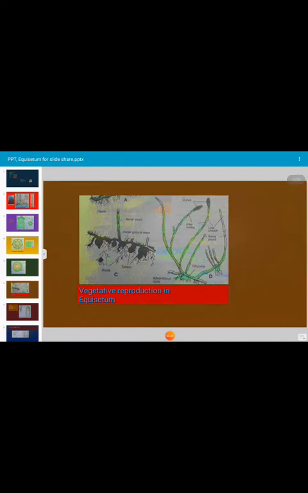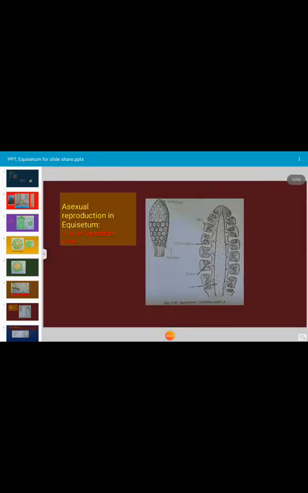Next, this is about vegetative reproduction in Equisetum. The mature Equisetum plant produces some tuber-like outgrowths on the nodal region of rhizome, and these tuber-like structures are an aggregation of tissue. These tubers release from the parental plant, and they can grow into a new plant of Equisetum in favorable environment. This is the vegetative reproduction in Equisetum. This type of reproduction takes place in Equisetum by formation of tubers.